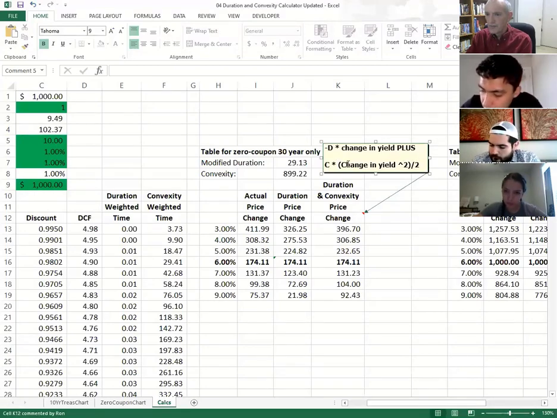And you'll notice with convexity, you're actually squaring it and dividing by 2. When you square a really small number, it gets really small, and then you divide it by 2. So convexity only has an impact on price when interest rates change a bunch. If interest rates don't change much, convexity has almost no impact. But when interest rates change a lot, convexity has a huge impact.